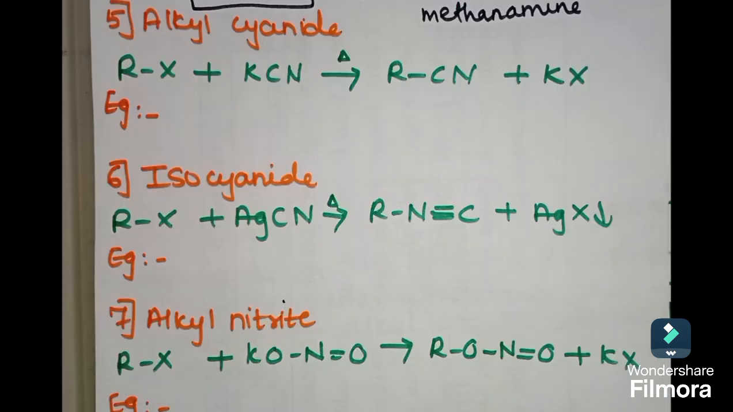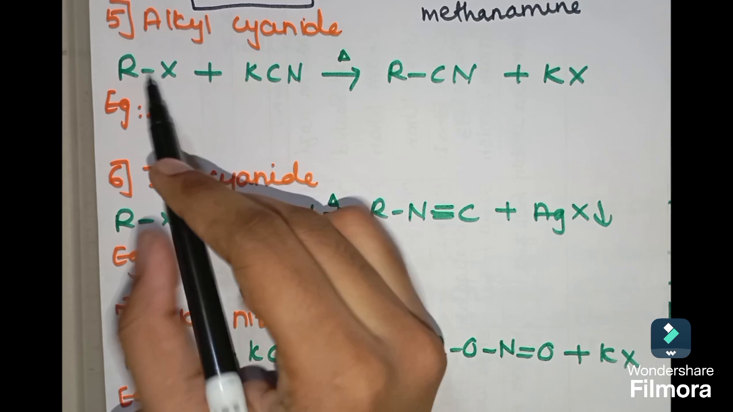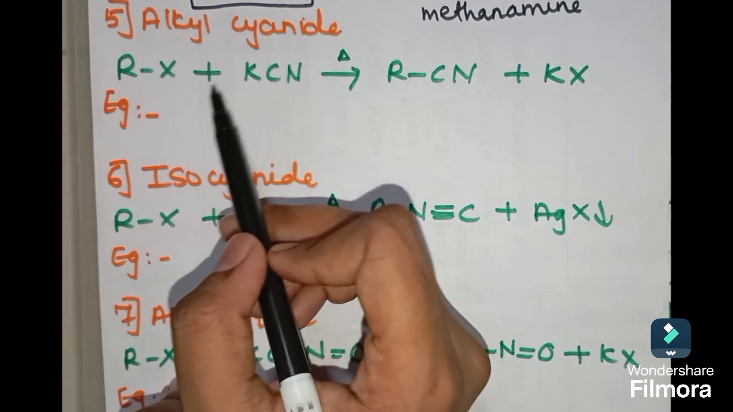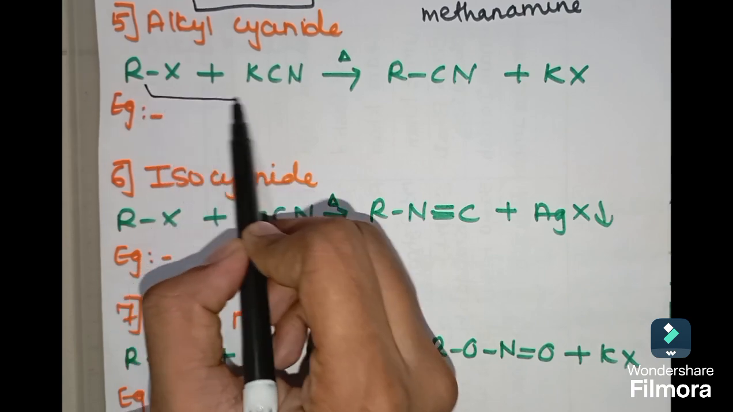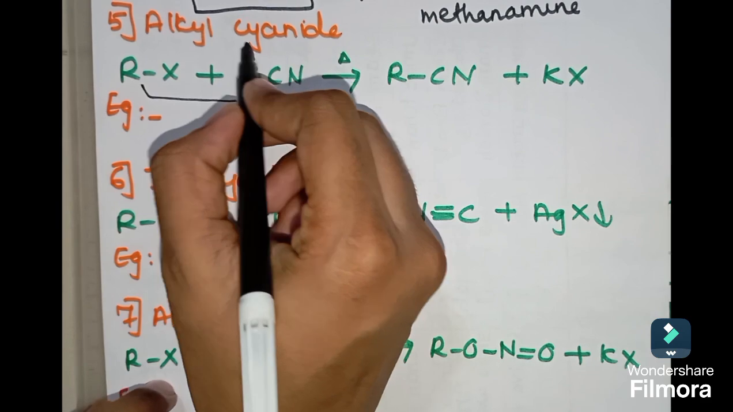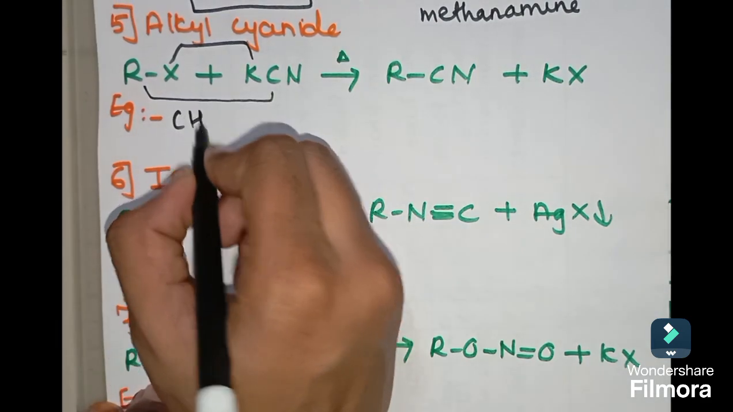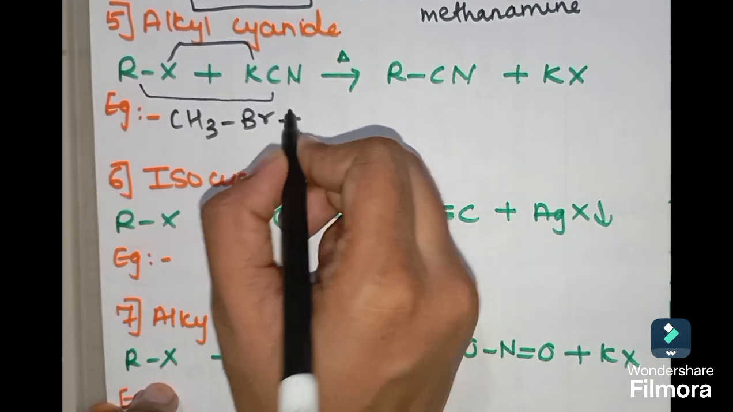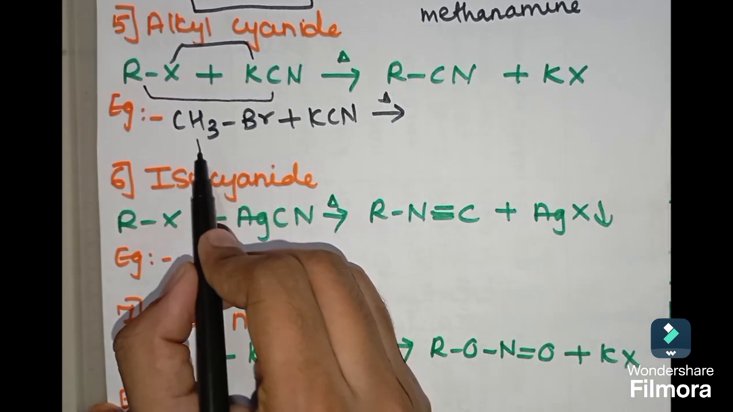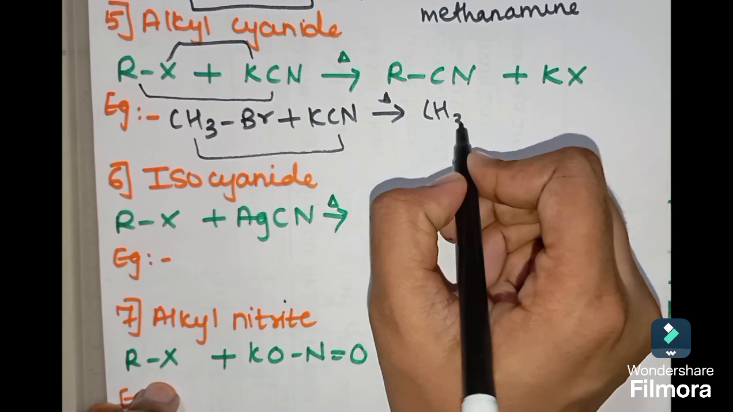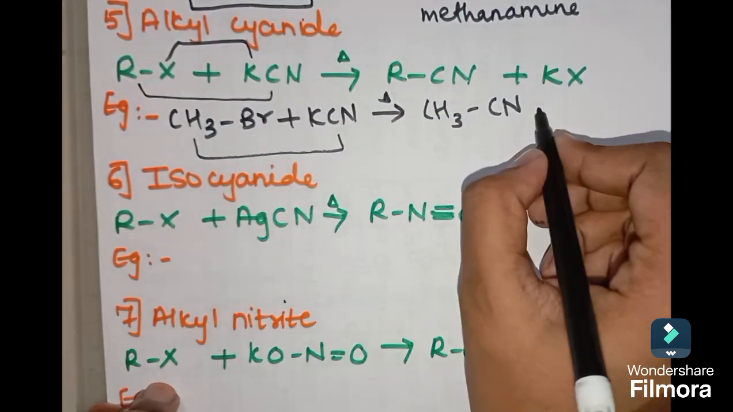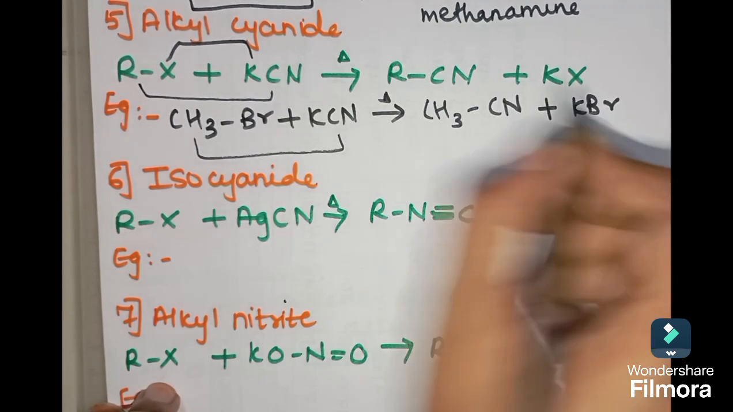We have to form alkyl cyanide, that is RCN. For that we will take alkyl halide and heat it with KCN, that is potassium cyanide. Now what will happen over here, this R will combine with the CN part and the remaining KX will be formed as a byproduct. We will take one example, CH3Br, and heat it with potassium cyanide. When this reaction takes place, the CH3 combines with CN. So methyl cyanide or cyanomethane will form, and the byproduct formed is KBr.